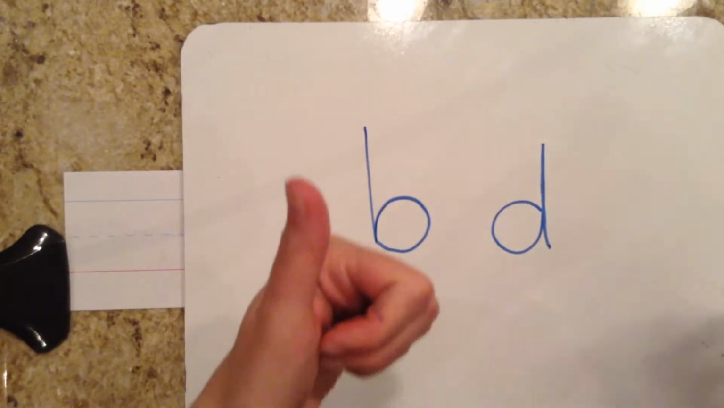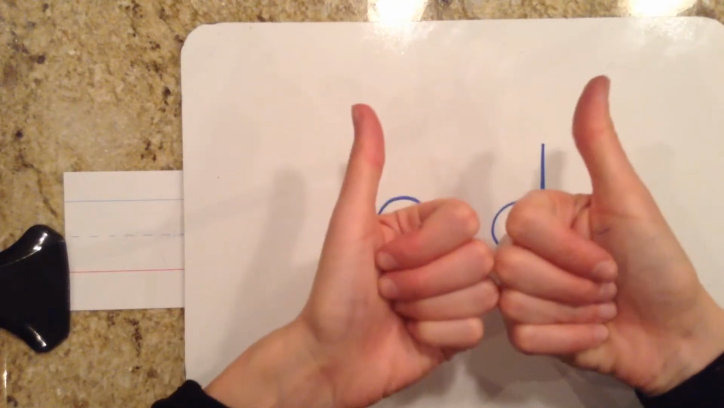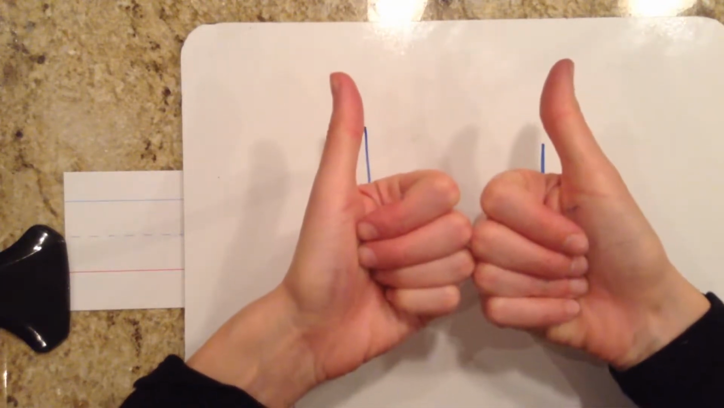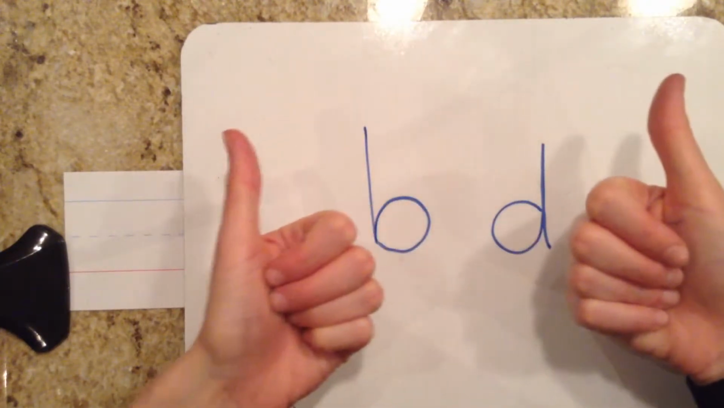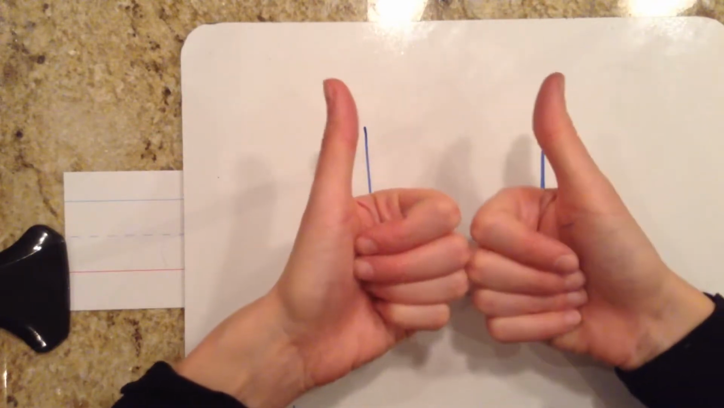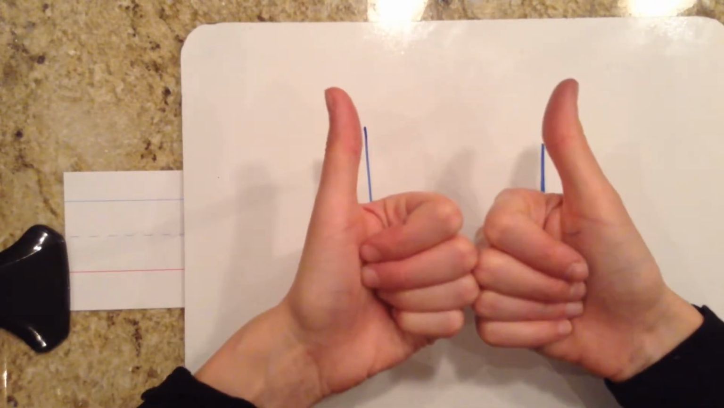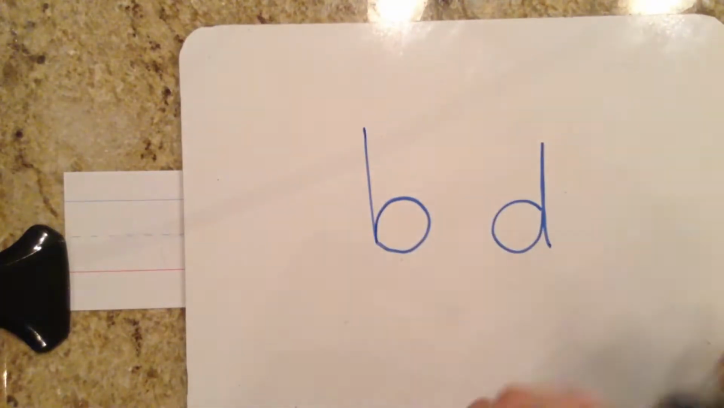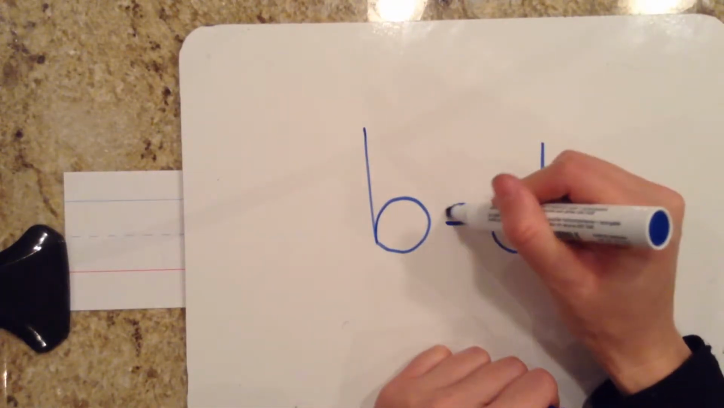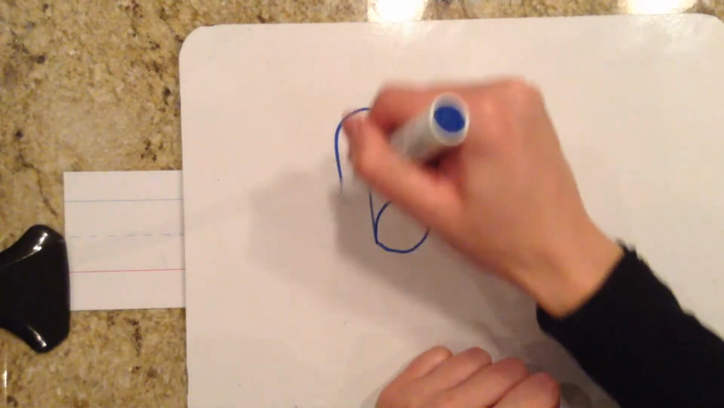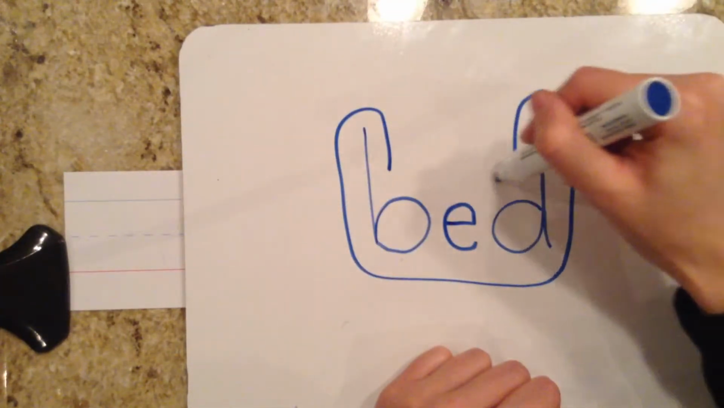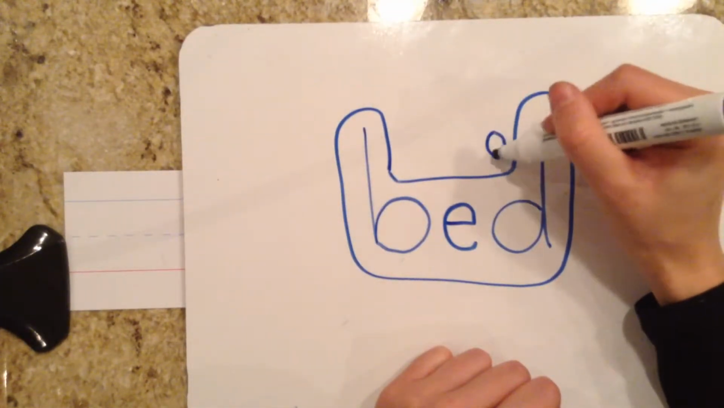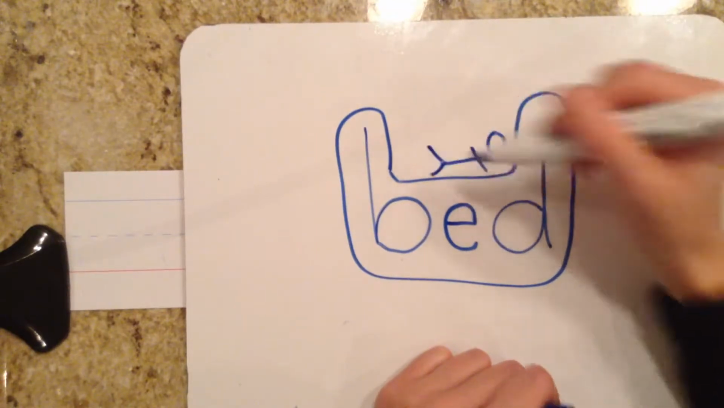Here's one trick. Take your thumbs, stick them together like this. Do you notice how they make the shape of the B and the D? And when you put them together, they look a little bit like a bed that you might sleep on. In fact, this is how you spell the word bed. Look, the shape looks just like a real bed, and here's a little person sleeping on top.